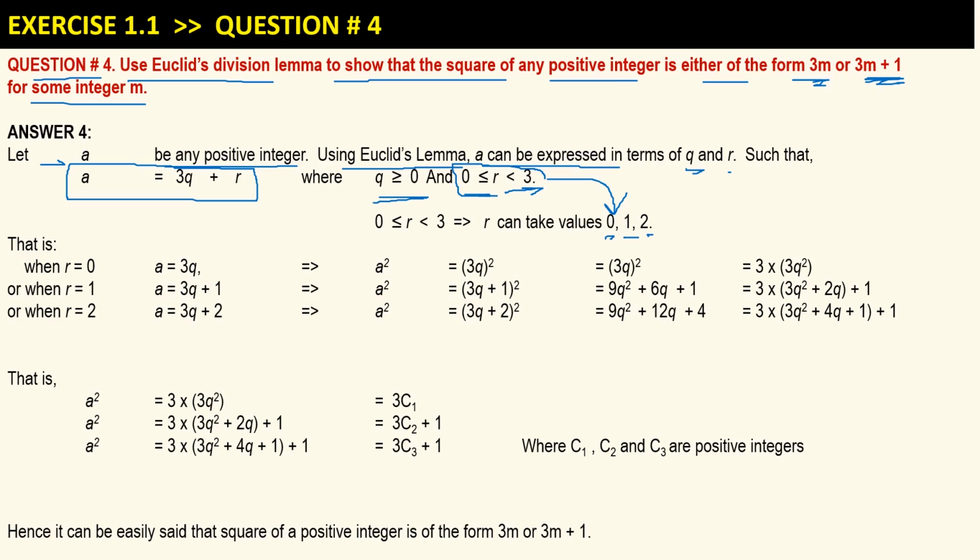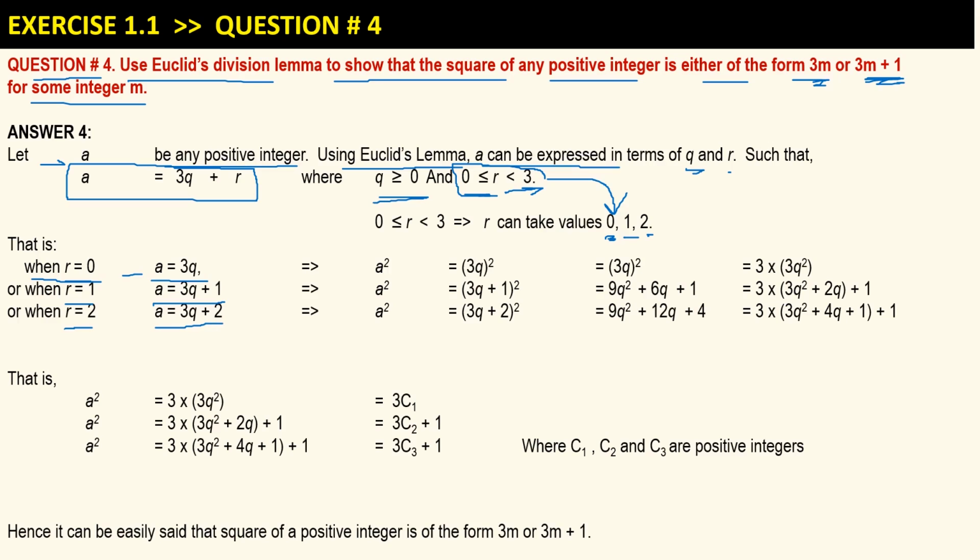And in each of those situations, let's see what is the value of a. When r is equal to 0, a will be equal to 3q. When r is equal to 1, a will be 3q plus 1. And when r is equal to 2, a will be equal to 3q plus 2.